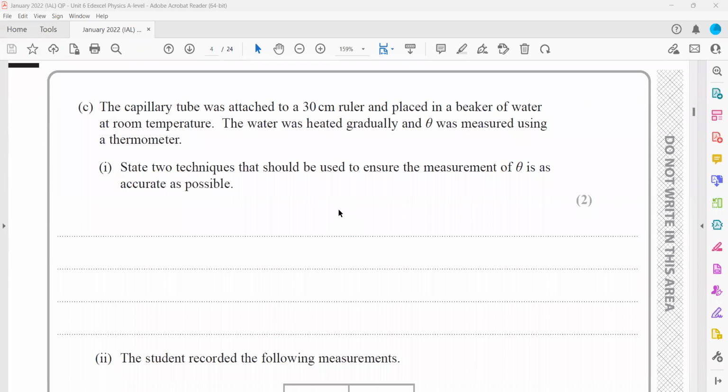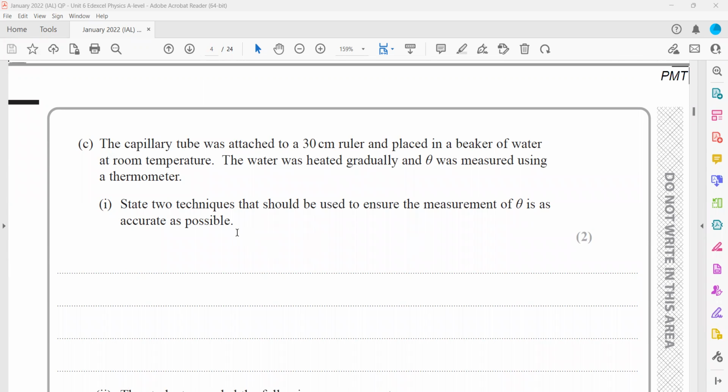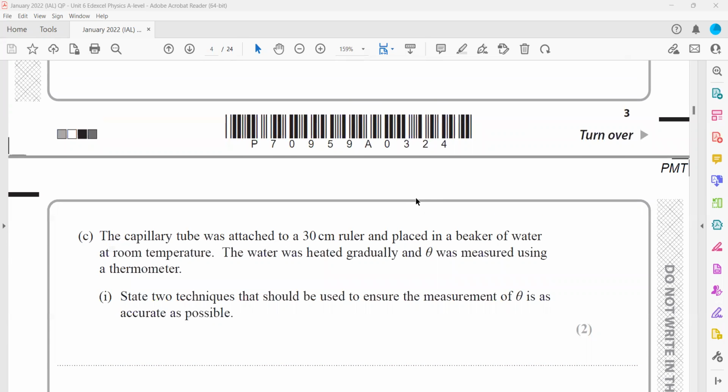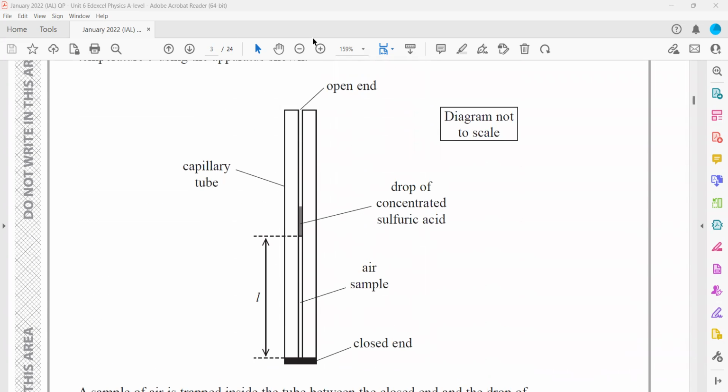Then the next part: the capillary tube was attached to a 30 centimeter ruler. With the capillary tube, there's a 30 centimeter scale, placed in a beaker, and the water was heated gradually and theta was measured using a thermometer. State two techniques that should be used to ensure that the measurement of theta, the temperature, is as accurate as possible. So the capillary tube is attached to the 30 centimeter scale, and we also place a thermometer here to measure temperature.